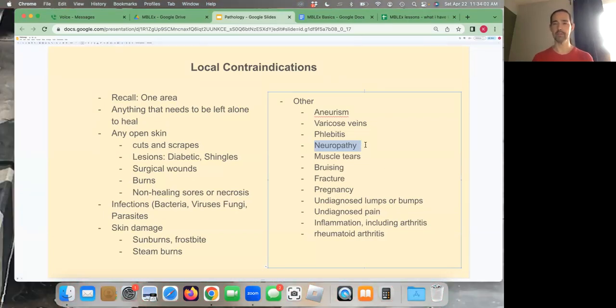So neuropathy can be caused by a lot of things. There are a lot of things, therefore, behind neuropathy, but it is a local contraindication, and you do need to ask, well, what is causing it, and is that being managed by a doctor? If the answer is something like diabetes or some kind of cardiovascular disease, then you need a doctor's approval.